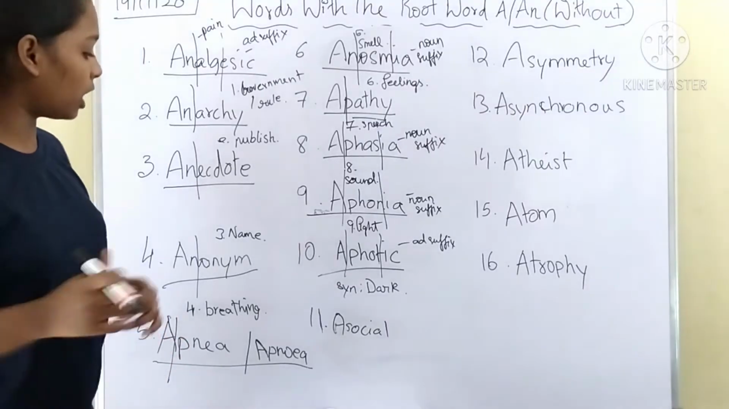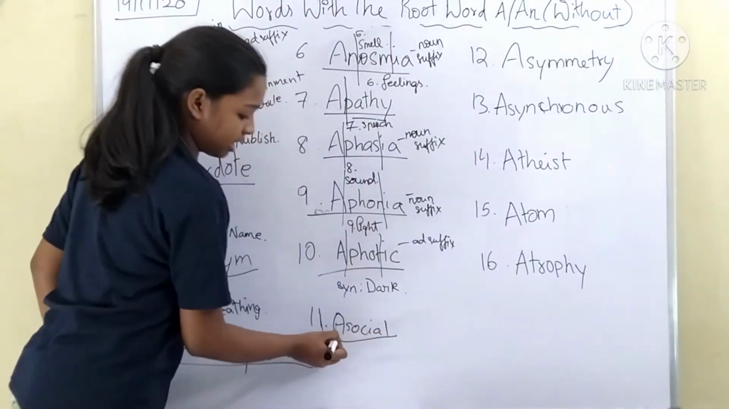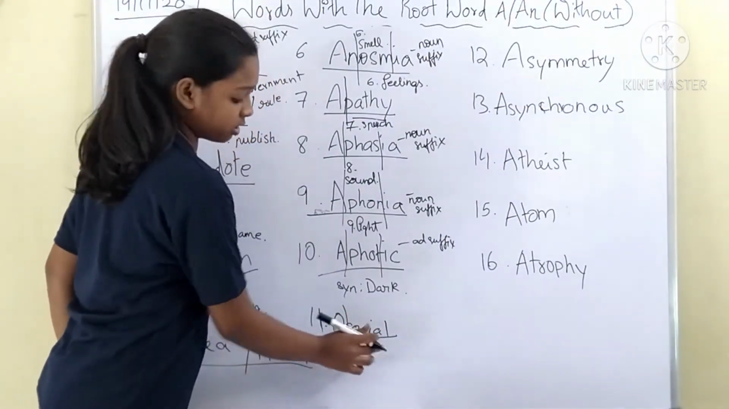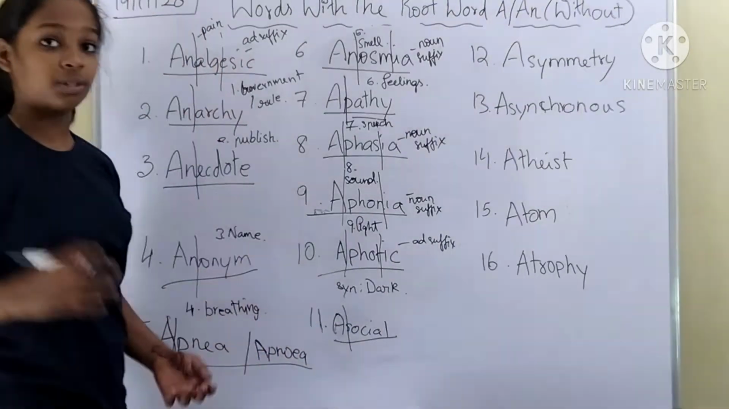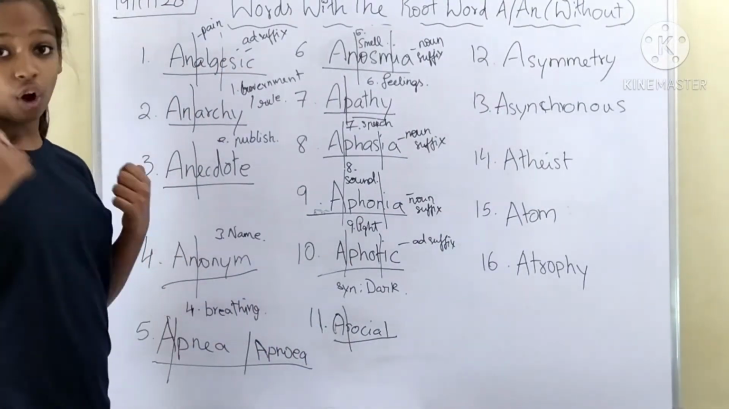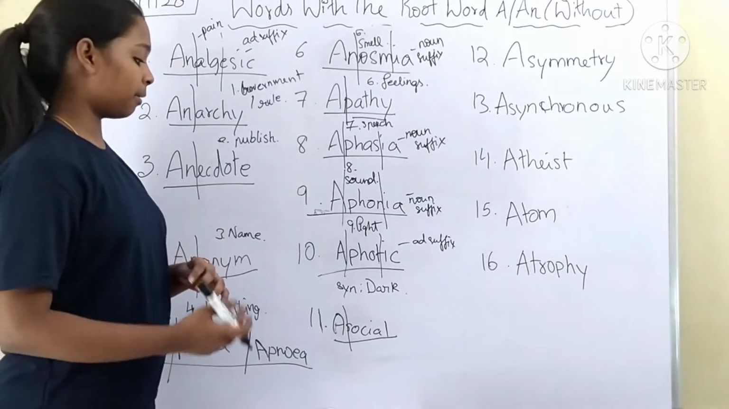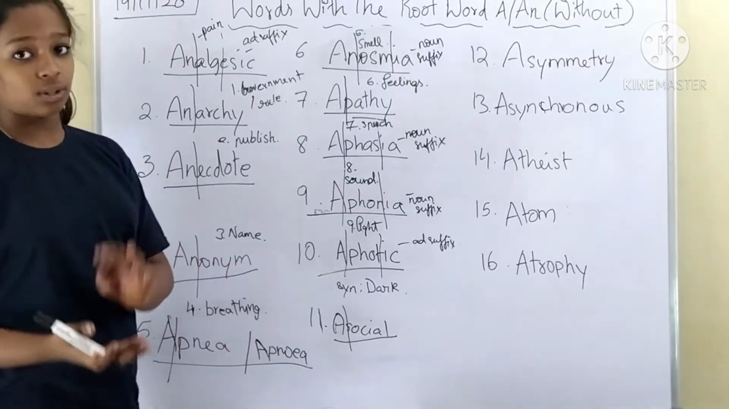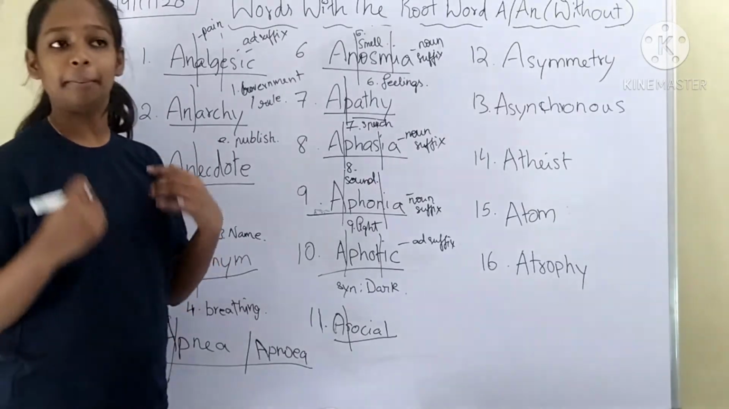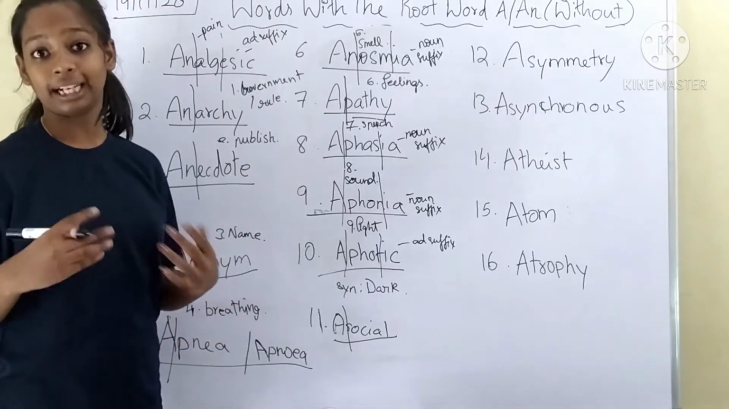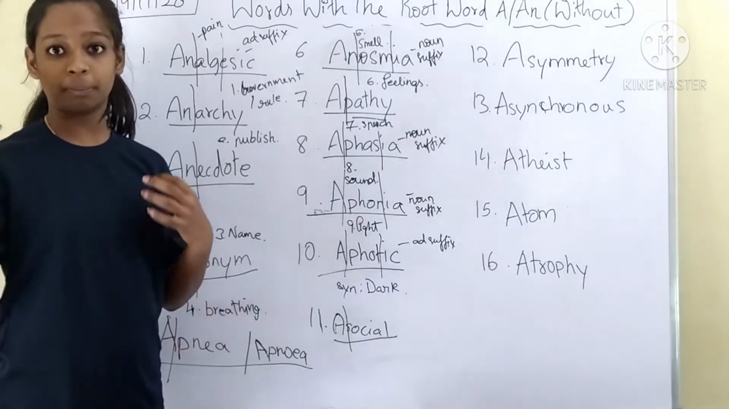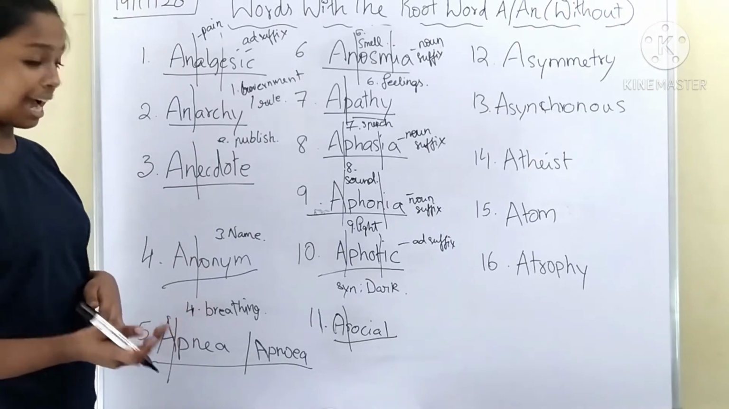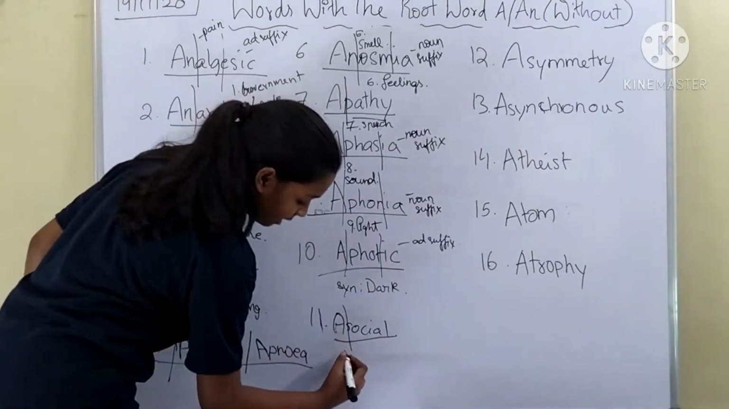The 11th word for today is asocial. Asocial has two root words in it. A means without, and social. Social means mingling with everyone, talking to everyone, and being good with everyone. So asocial is quite opposite to it. Asocial means not social, not mingling in groups, not mingling with people. So that is called asocial. Asocial has a synonym, which means egregious.